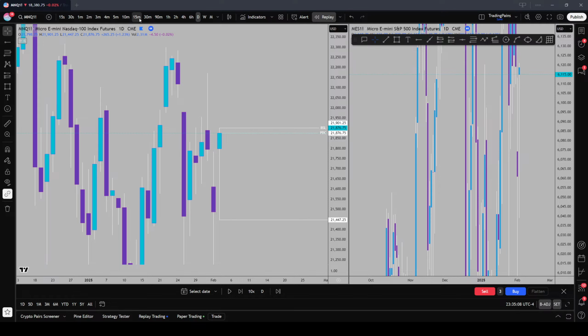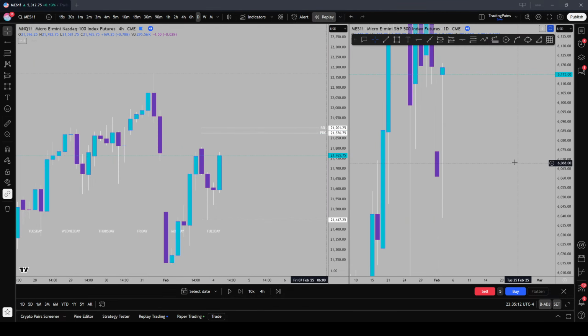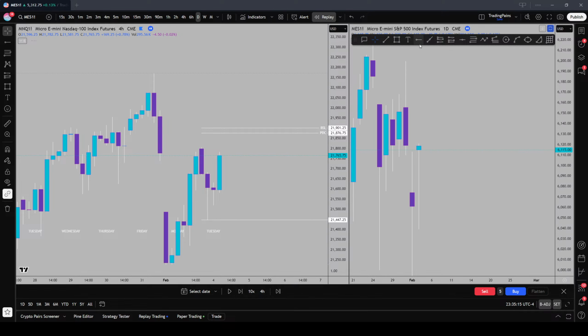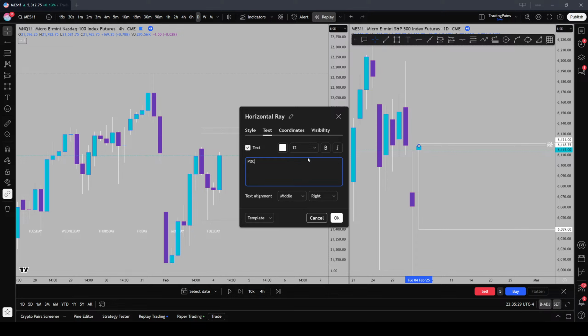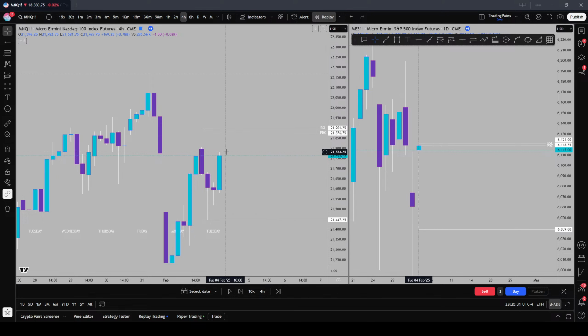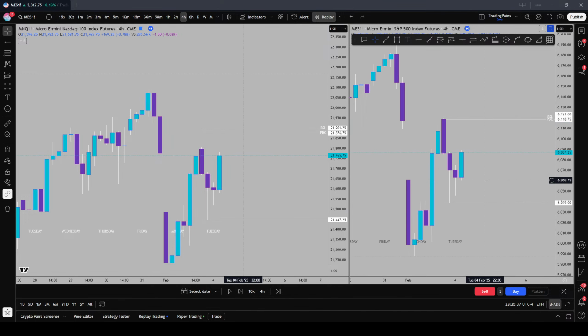Okay, so now let's go back down. I should go 4 hour. And then here, same for ES. Here. Here. Here. Tuesday close, PDC. Cool. And then down to the 4 hour to see what's happening.